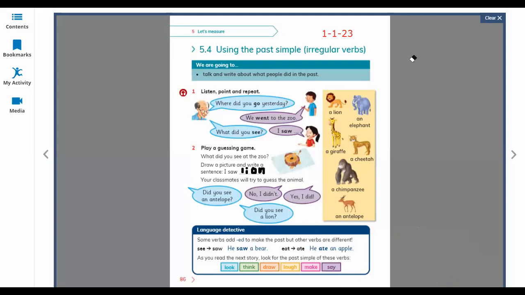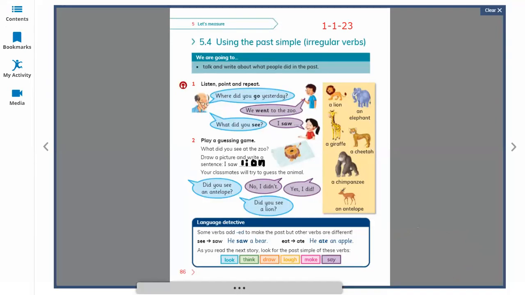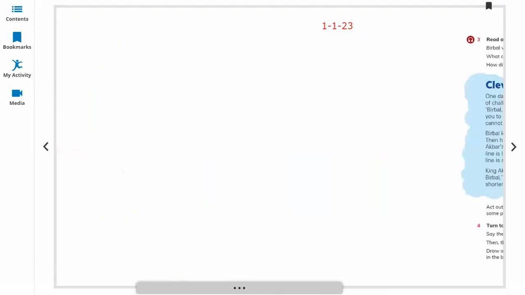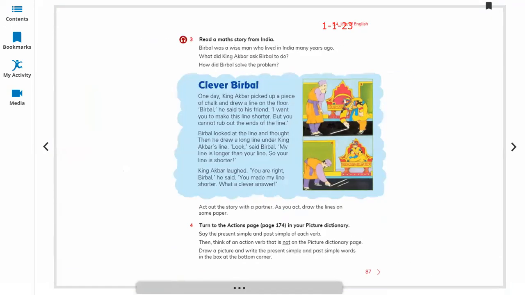Going on to page number 87. Here, read a math story from India. Where does this story belong from? This story belongs to India.